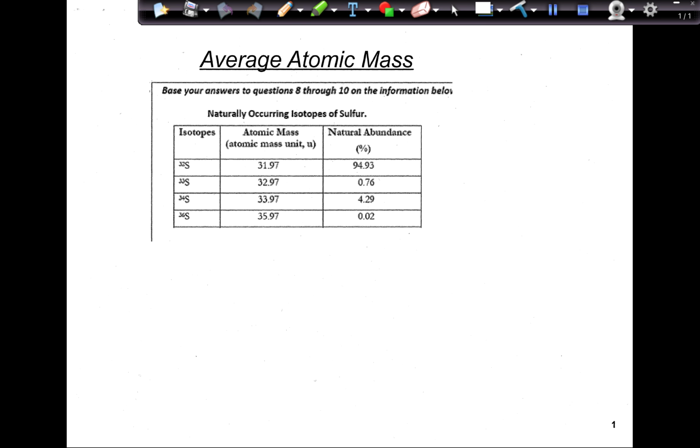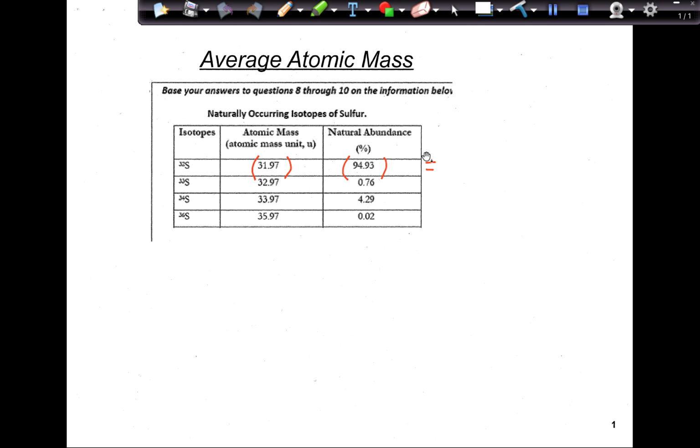So we're going to start with average atomic mass. And the first thing that you should know is that the average atomic mass is what's found on the periodic table, and also that the average atomic mass is based on the abundance and masses of all of the naturally occurring isotopes of a particular element. If we want to calculate the average atomic mass, we're going to take the atomic mass and multiply by its percent, and we're going to get a number.